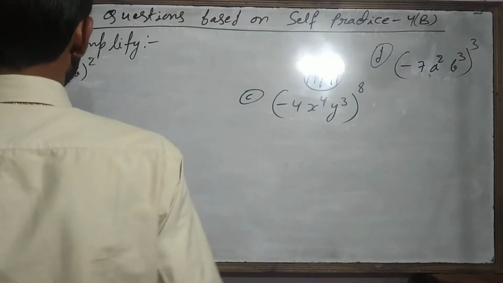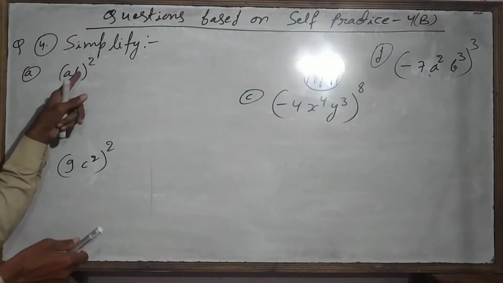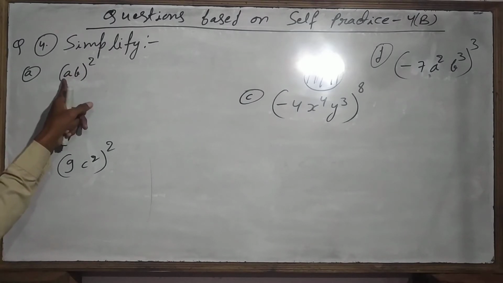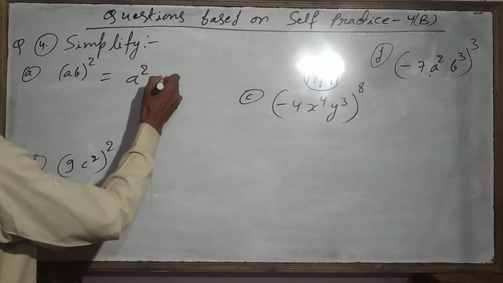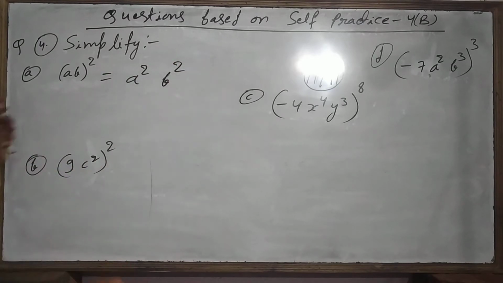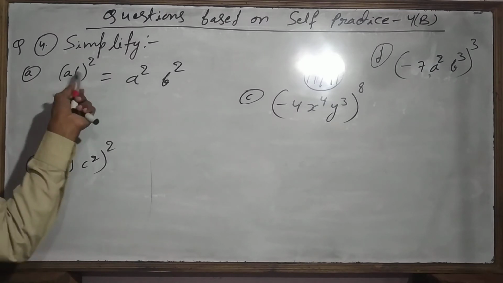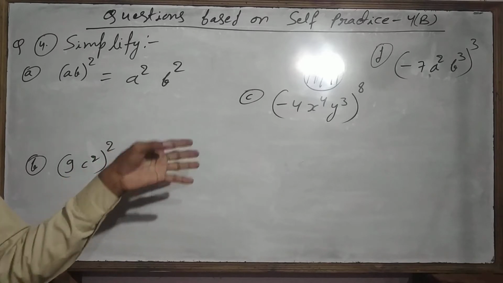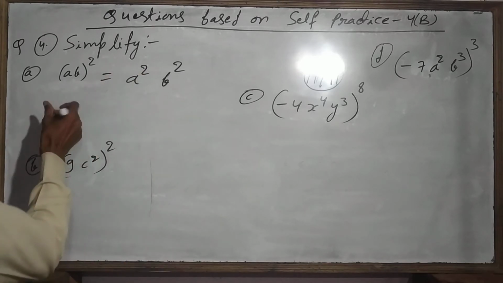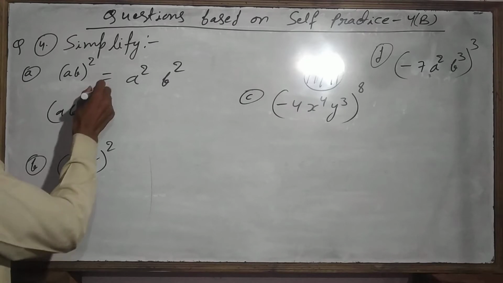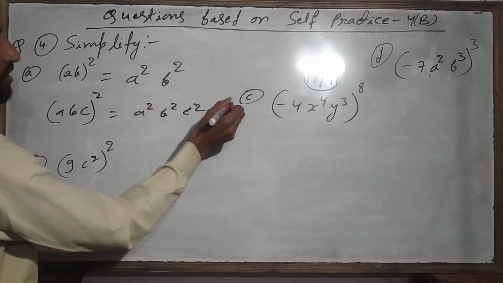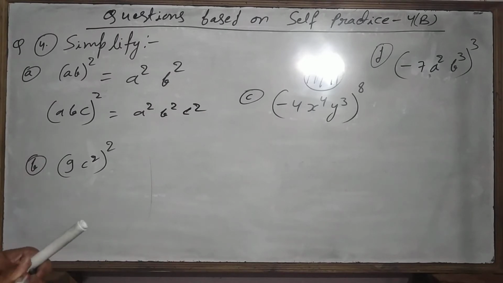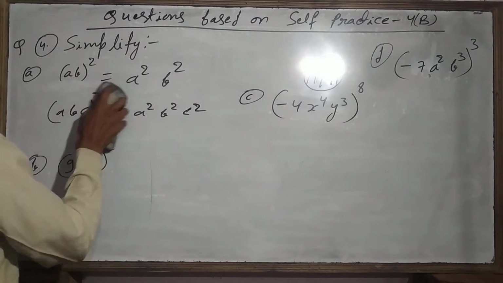If you remove this small bracket, then the power will come to each variable individually. Like this, a power 2, b power 2. If 3 variables are there, like a, b, c, and power 2 is there, then it will come a square, b square, c square. If you remove the small bracket, the power will come to each individual variable.